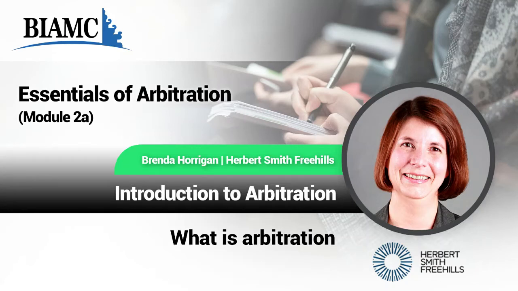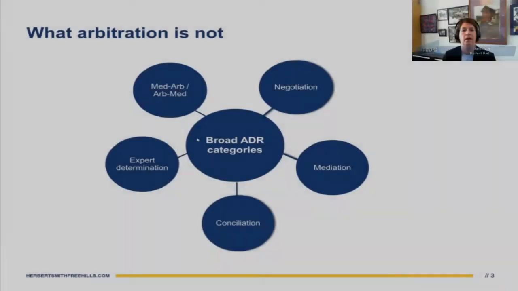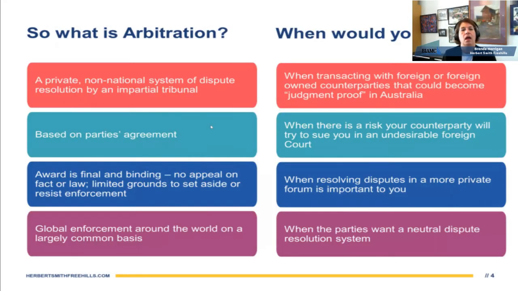So if that's all the things that arbitration is not, what is arbitration? Arbitration is a private, non-national system of dispute resolution by an impartial tribunal. So you take yourself out of the court system into a separate system for resolution of disputes that is not tied to any particular national system of justice. We'll come on to certain ways in which there are links, but it's outside of the judicial process of any country. It's based on the party's agreement.